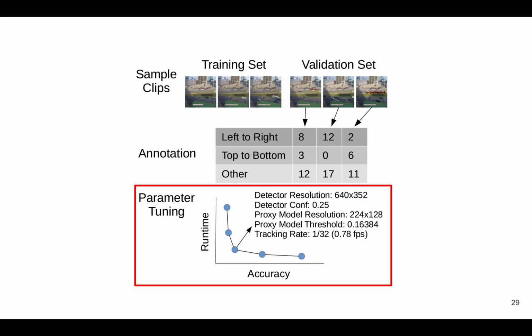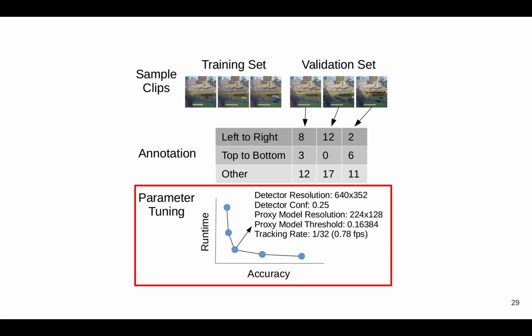All right, so that's the OTIF tracker architecture. Now let me briefly talk a bit more about the parameter tuning process. We've already sampled this validation set of video, and essentially we're going to be profiling a bunch of different combinations of settings for these parameters in the validation set. So we'll get a runtime and accuracy in the validation set, and we have some sampling-based guarantees that these performance numbers are going to translate over to the rest of the data set.